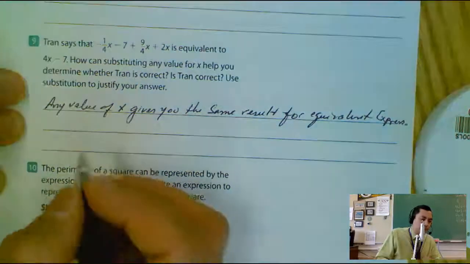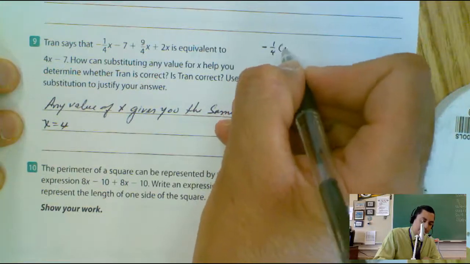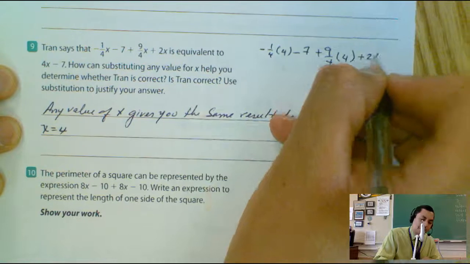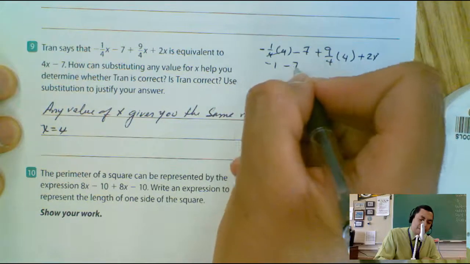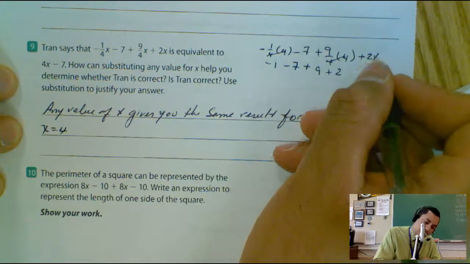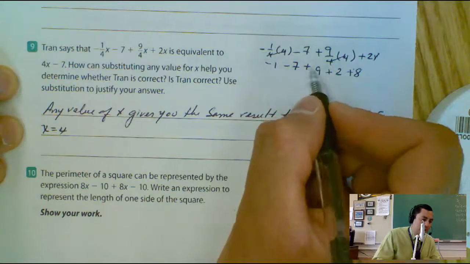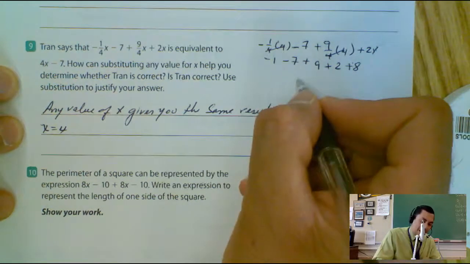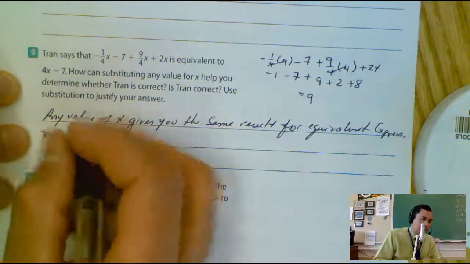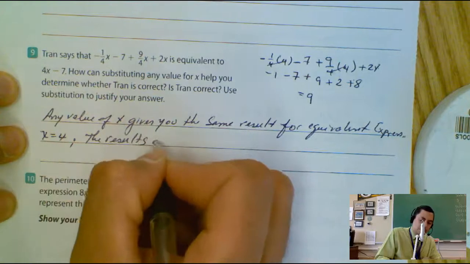For example, if x is equal to 4, I'm going to have negative 1 over 4 times 4 minus 7 plus 9 over 4 times 4 plus 2x. See, this 4 goes away, so you have negative 1 minus 7 plus 9 plus 2 times 4, which is 8, plus 8. When you add all those, you get 9. So when x equals 4, the results are the same.